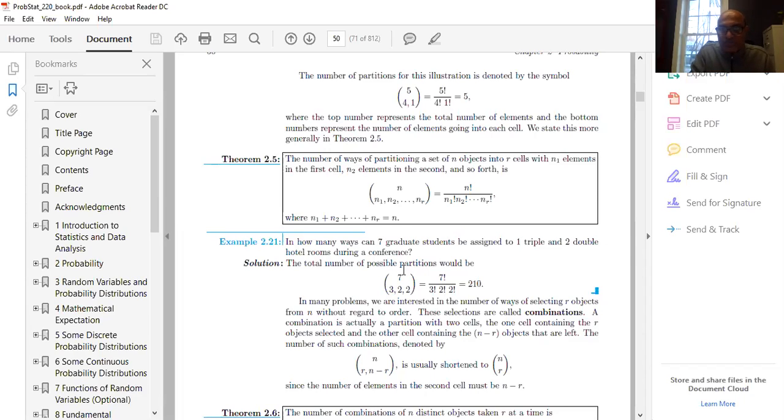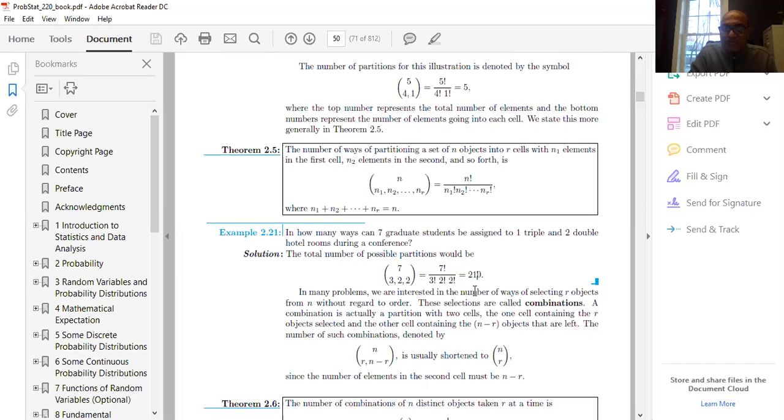So that means total seven students. And then we have the first cell, R1, or you can say N1, that is three. Second cell is two, third cell is two, like this. So it is 7 factorial over 3 factorial, 2 factorial, 2 factorial. So that is 210, right?